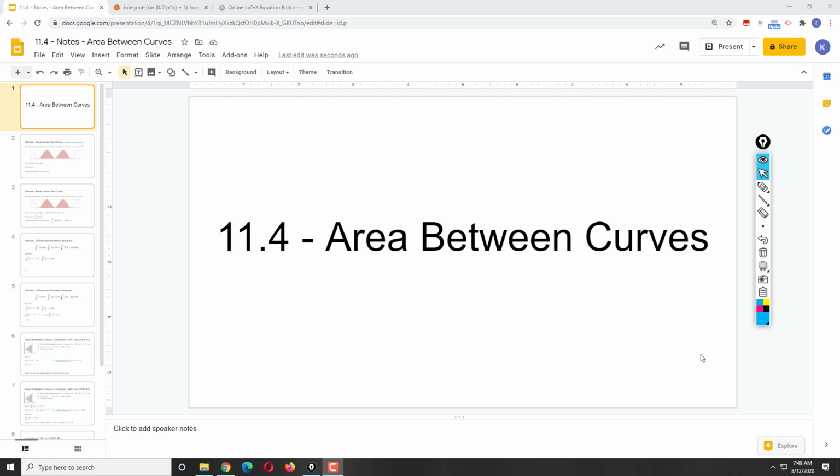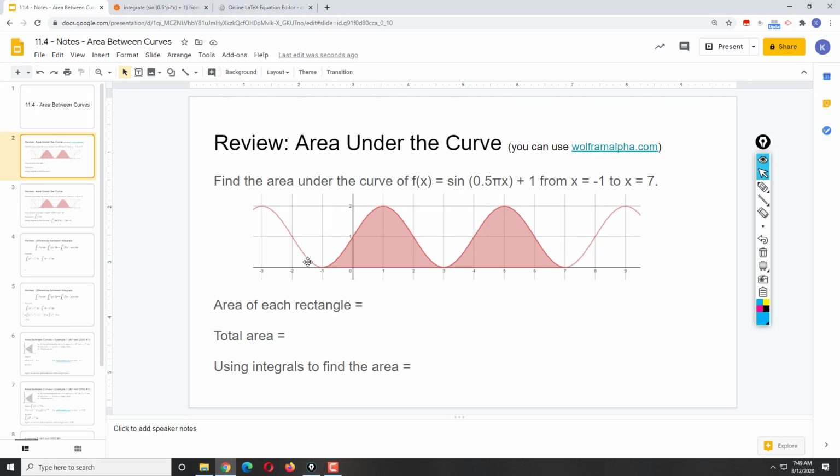11.4 Area between curves. First, let's review area under the curve. Example: find the area under the curve of f of x equals sine of 0.5 pi x plus 1 from x equals -1 to x equals 7. The graph of our area under the curve is right here.